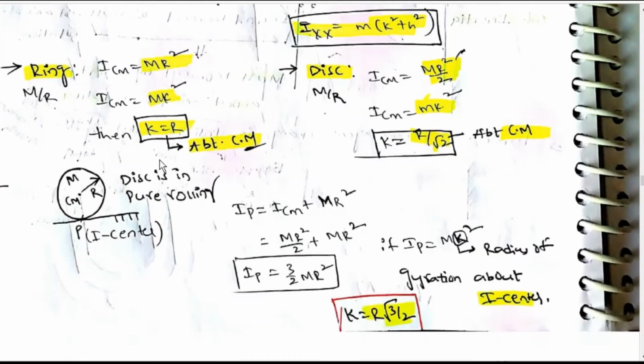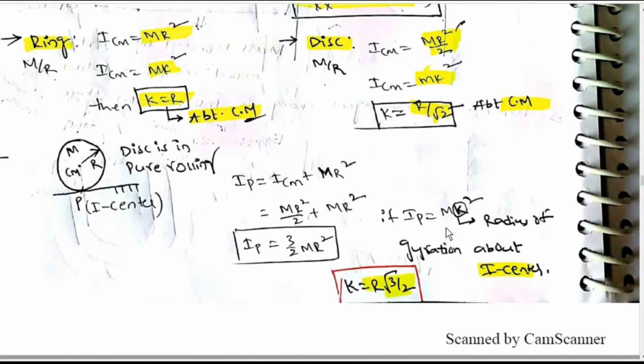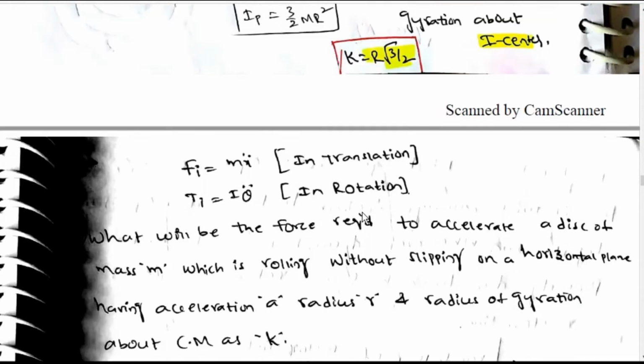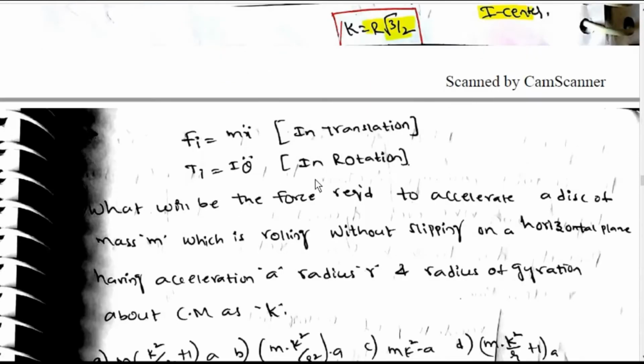The disk is in pure rolling. IP is equal to ICM plus MR square, which is MR square by 2 plus MR square. IP is equal to 3 by 2 MR square. If IP is equal to MK square, the radius of gyration about the instantaneous center is K equal to R root of 3 by 2. F is equal to m x double dot in translation. Torque is equal to I theta double dot in rotation.